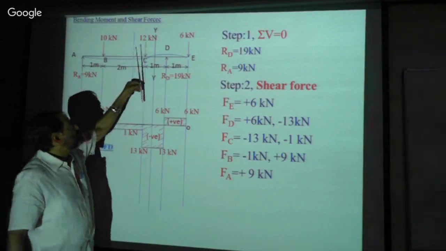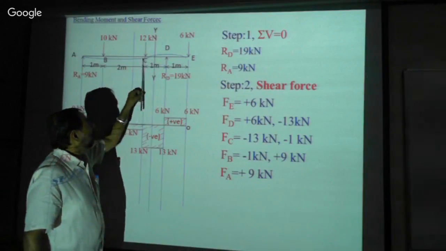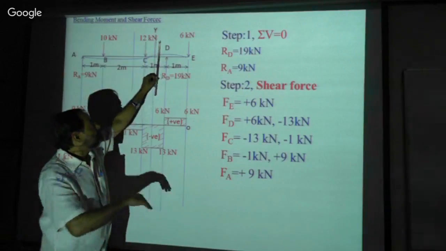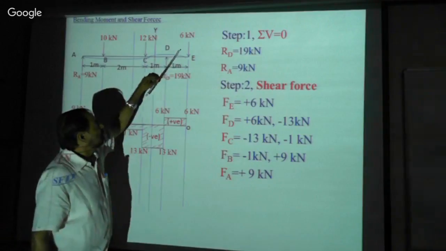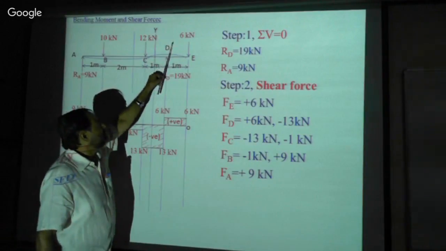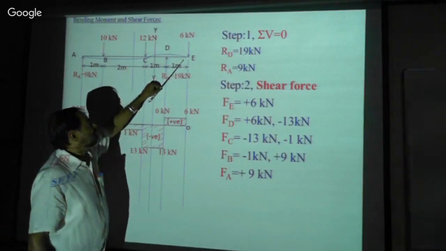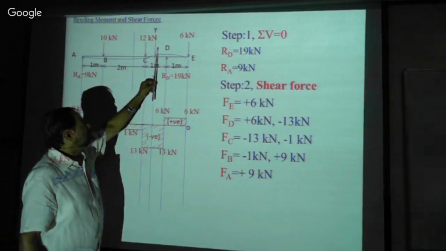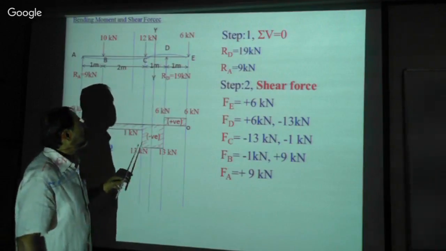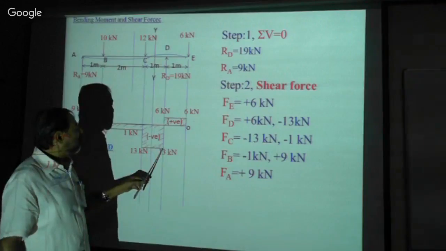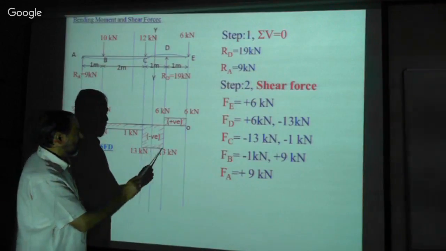And if you calculate the shear force between C and D, anywhere in the beam, if you consider the right section, 19 is up and 6 is down. Therefore, the net force is upward, 13 kN. The upward is 19, the downward is 6. Therefore, from here to here, wherever you calculate, you will get 13 kN shear force. Then continue this.